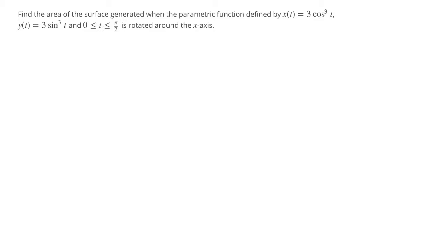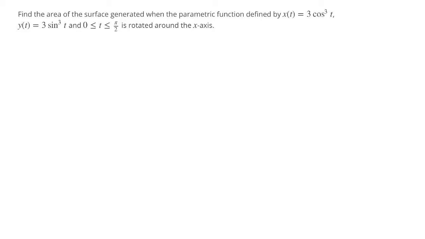Greetings, everybody. So once again, in this problem, we are asked to find the area of the surface generated when the parametric curve x is equal to 3 cosine cubed t, y is equal to 3 sine cubed t, with t running between 0 and pi over 2, is rotated around the x-axis.